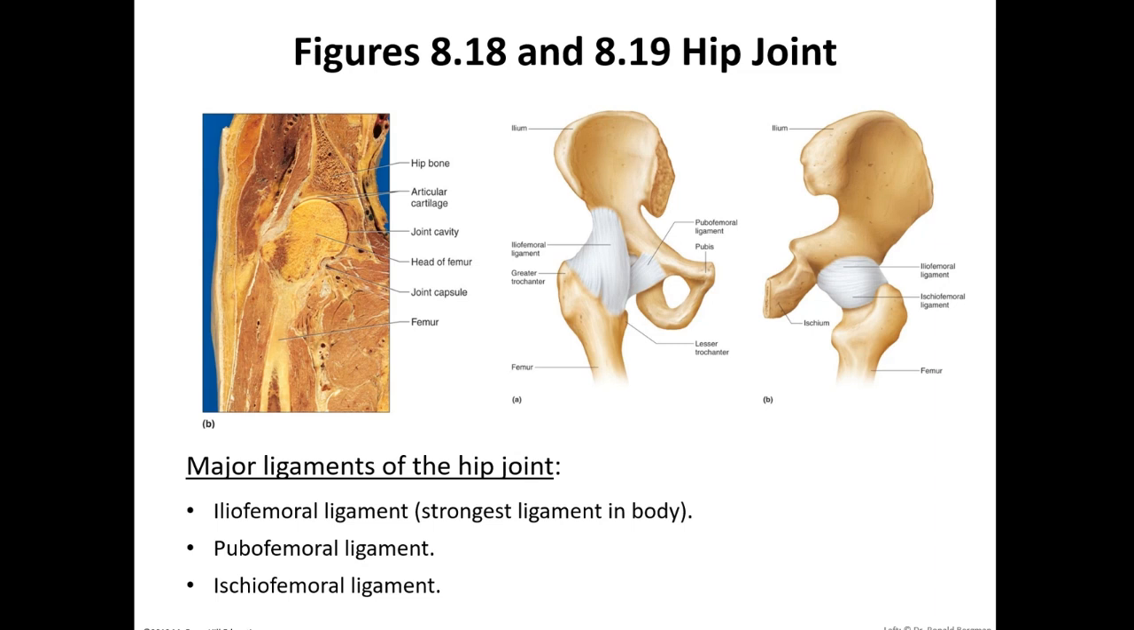So based on the name, you can tell where the ligament is coming from and where it's going to. If it's going from ischium to femur, we call that ischiofemoral. If it's going from pubis to femur, we call that pubofemoral. If it's going from ilium to femur, we call that iliofemoral. So these are the three major ligaments that help reinforce the hip joint for us.